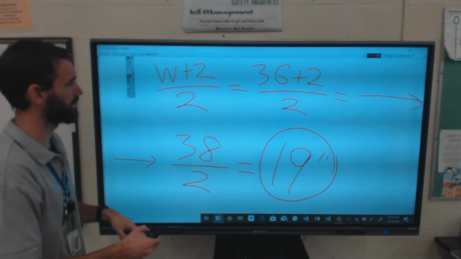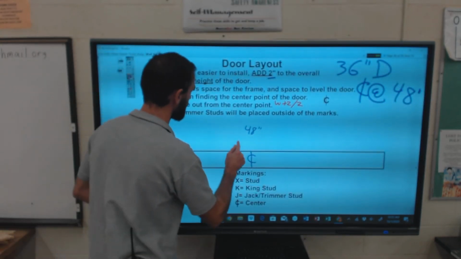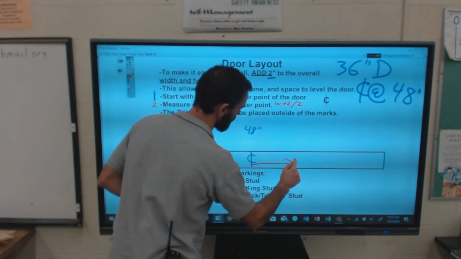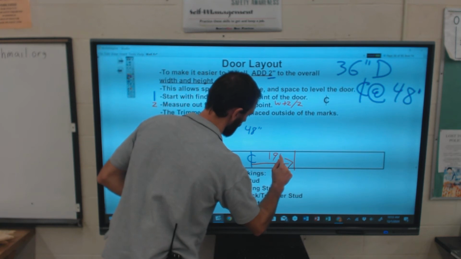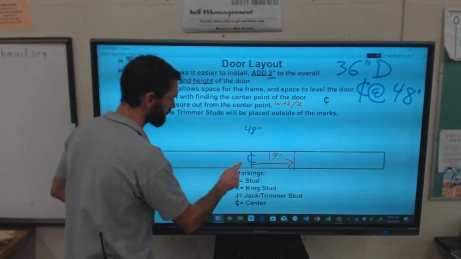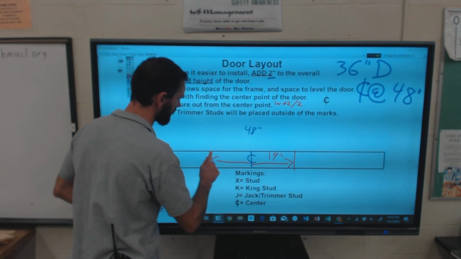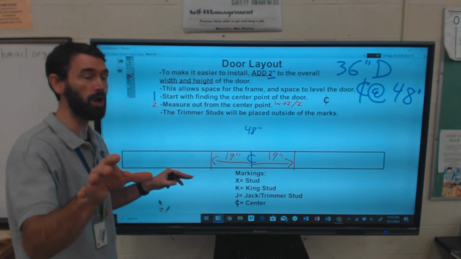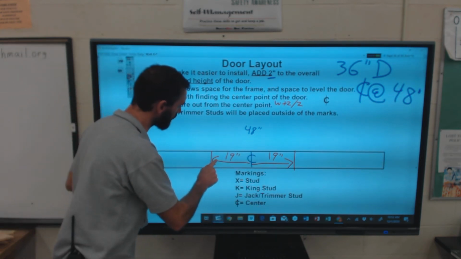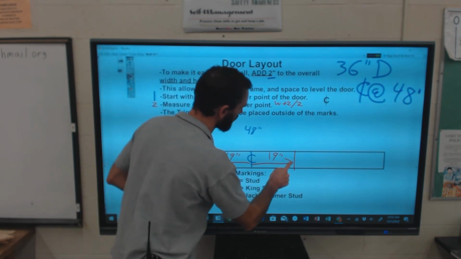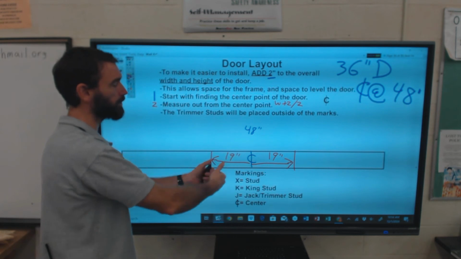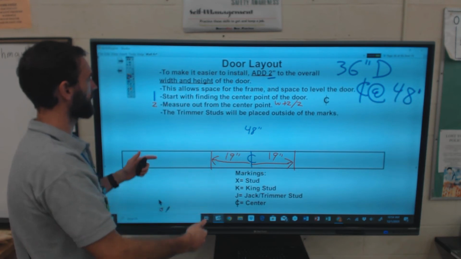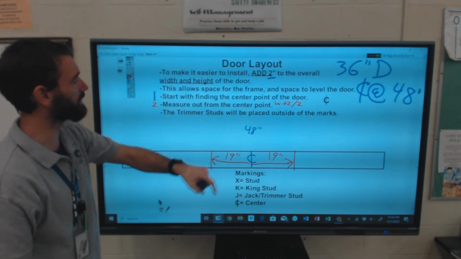Now that we know this, we'll come back over here and measure out from the center point. I'm going to measure out 19 inches. Now this is not to scale, so don't give me a bunch of flack. Oh, Mr. Wallace, that's not to scale. I want you to know the process. We're looking at the process here. So we measured out. Okay, there's an arrow there, arrow there. So we went from the center mark, measured left and right, right and left, the center mark. Now our trimmer studs we place on the outside of those marks.